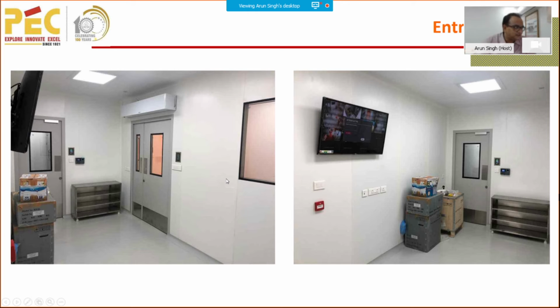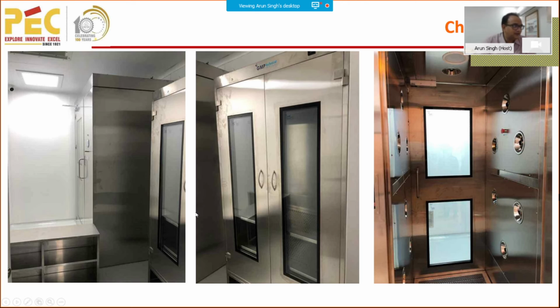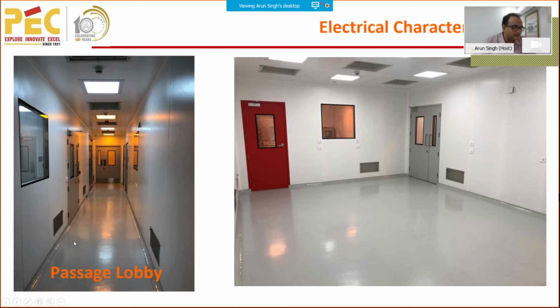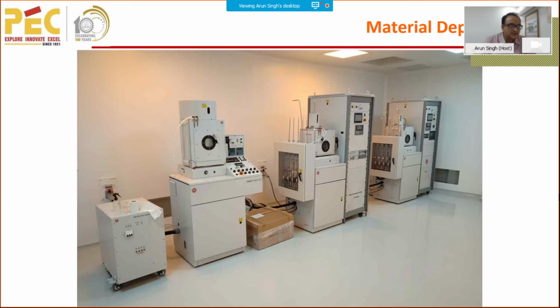So this is the entrance lobby. Then these are the changing area rooms and the air shower on the right hand side. So from here we are supposed to enter the lab. Then this left side is the passage lobby, which is basically connecting all the clean rooms, all the laboratories of the clean room. So the right side is the lab, which is basically for our electrical characterization. These are the equipments which have already arrived, and we are in the process of installing these equipments. So we are having RIE, CVD, sputter.